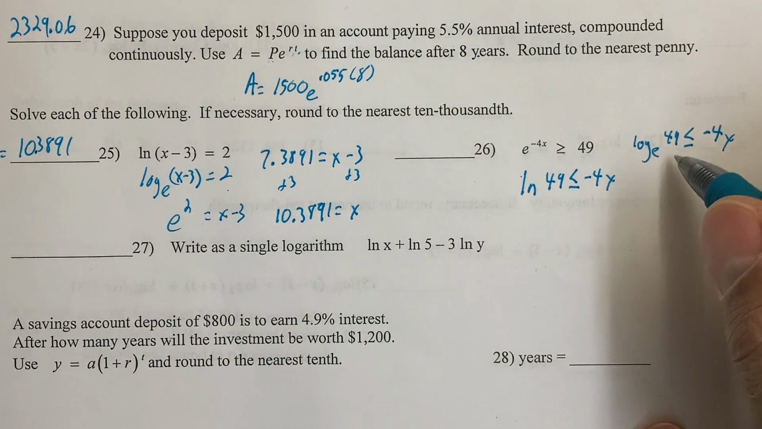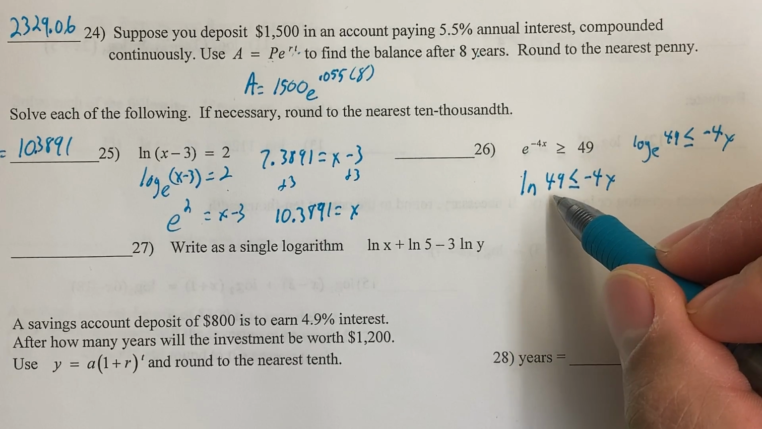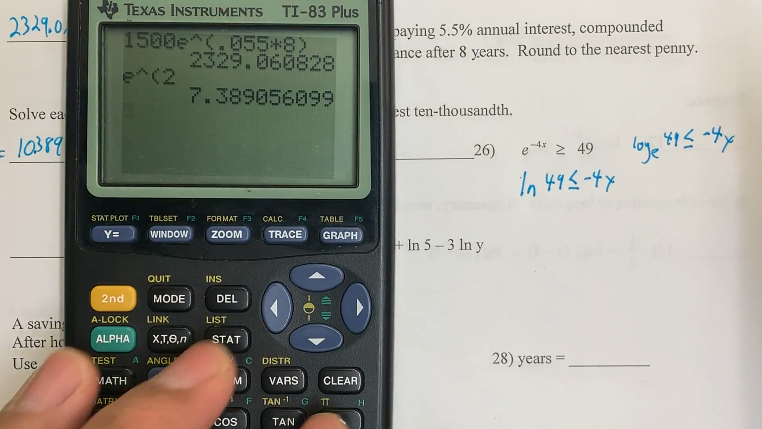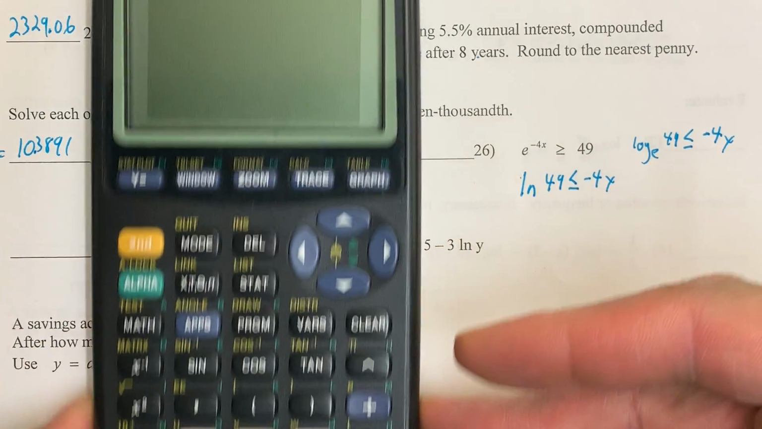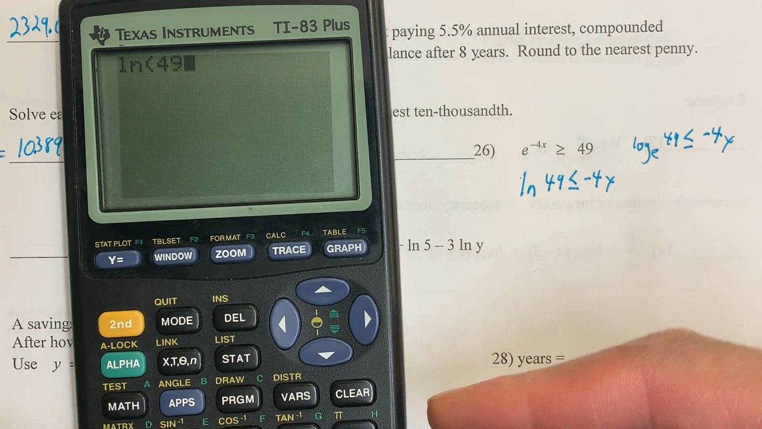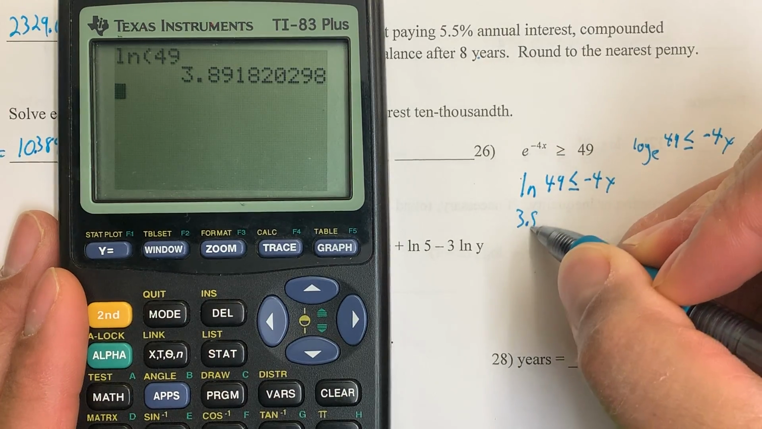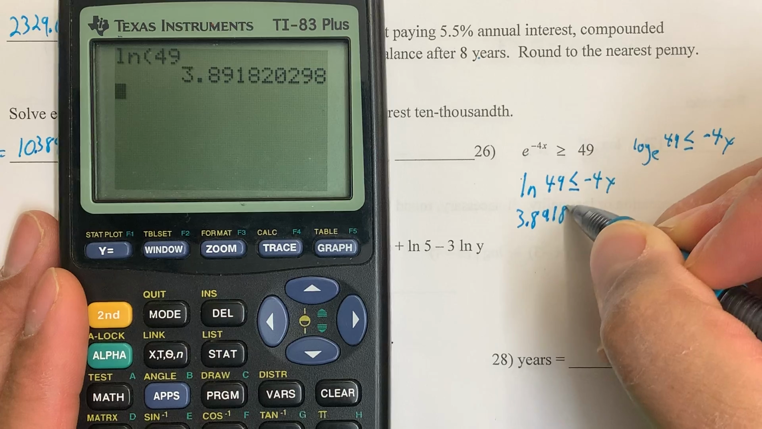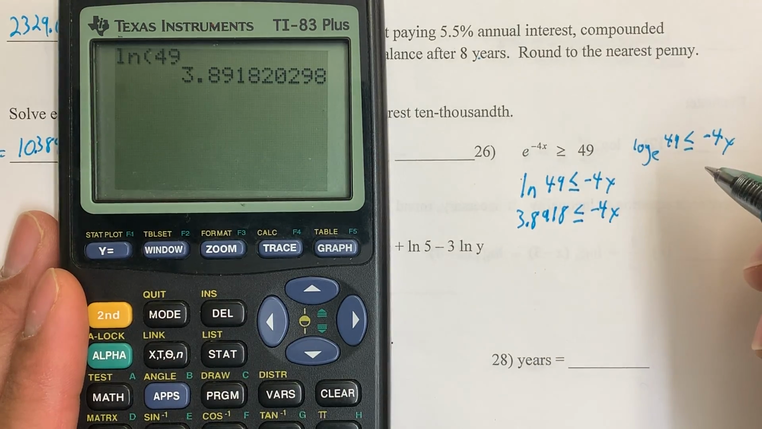Why do we do that? Because now I just have a number. Natural log of 49, I can type that in the calculator, right? Remember, the natural log button's right here. Natural log of 49. So you get 3.8918 is less than or equal to negative 4x.